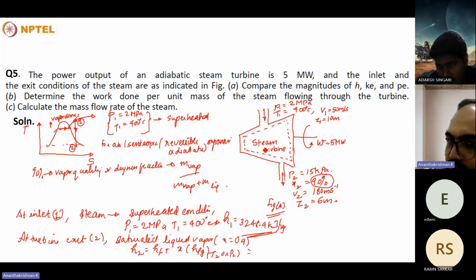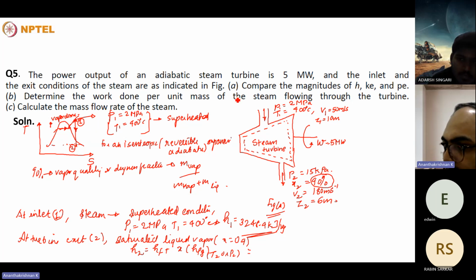So point 1 is in the superheated region. The state of the steam at the inlet of the turbine is superheated. That means it will be purely vapor, so it's a single phase. You know the Gibbs phase rule, right? If there is only a single component and a single phase, how many properties are required to define the state point?